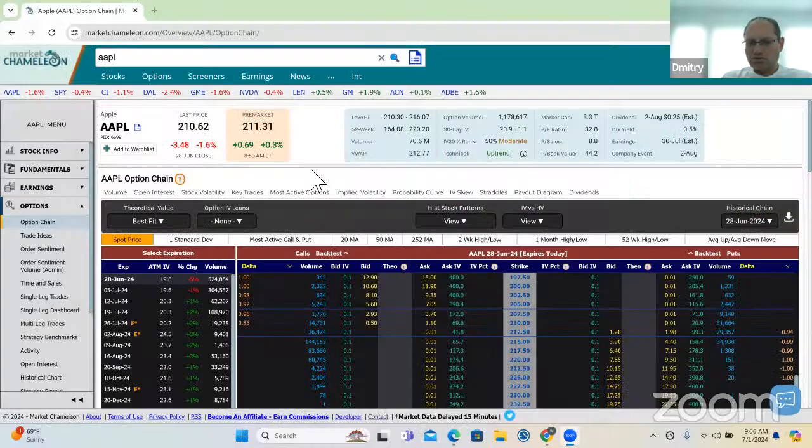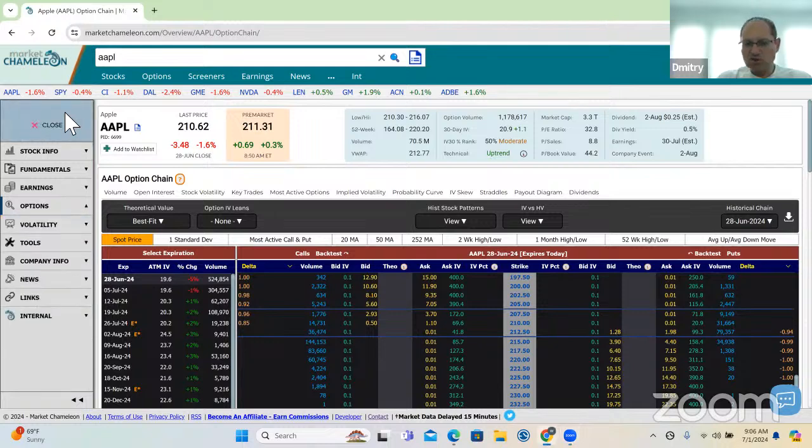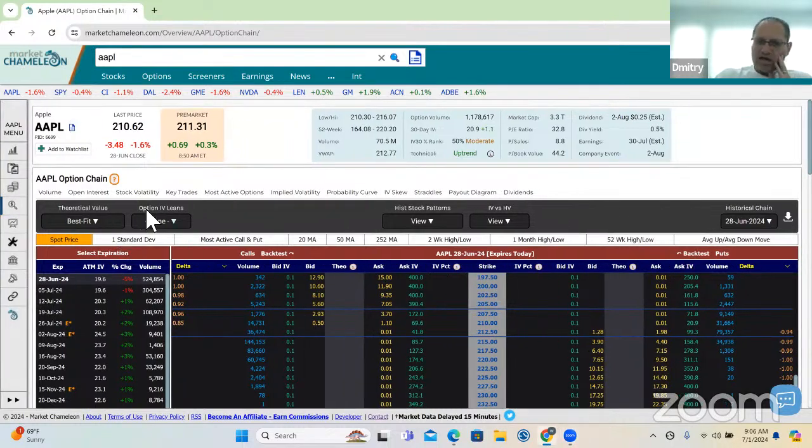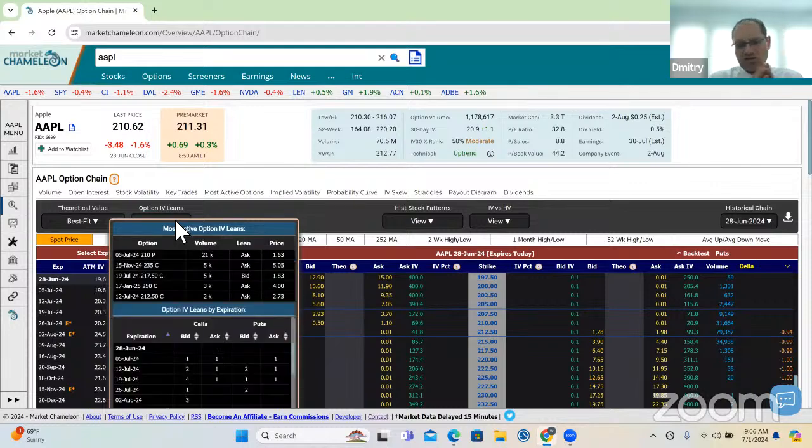Okay, let me share my screen here. Just to illustrate it, we are on the Apple options chain right now. I'm going to close this menu just to expand the screen. And we have this feature here called option IV leans. We'll click on that, and you see this table of data.